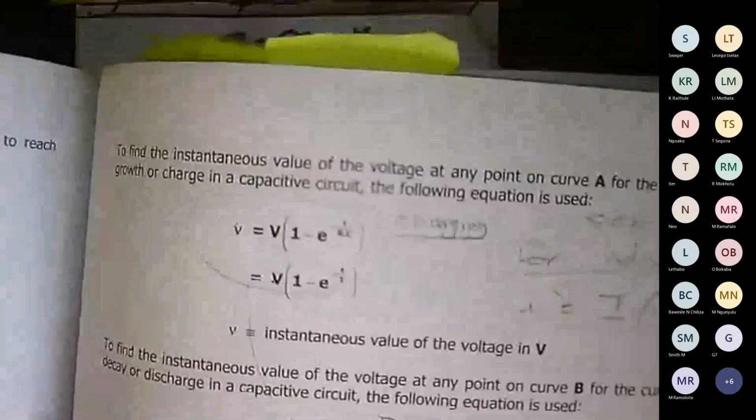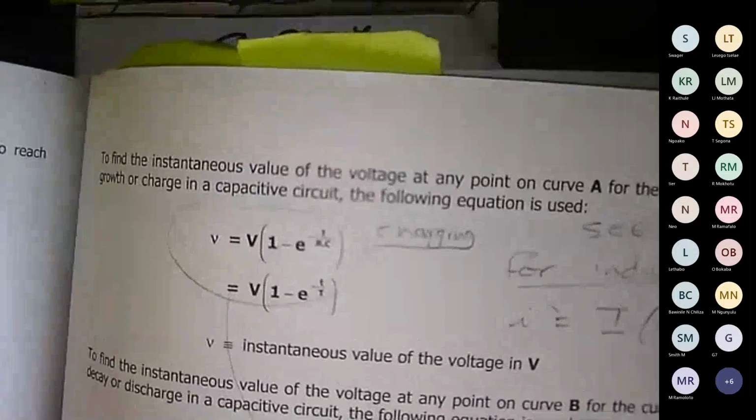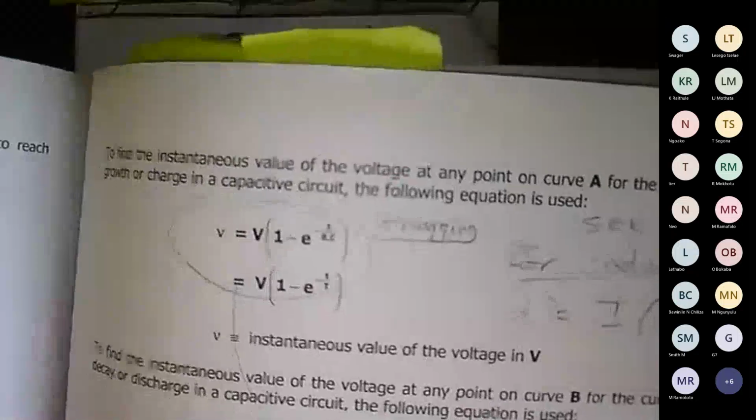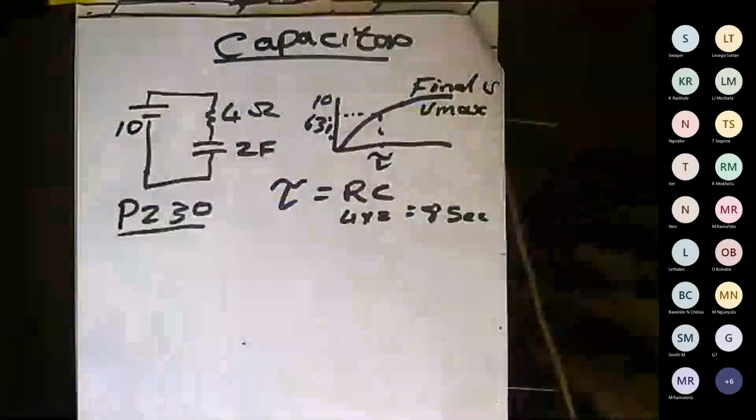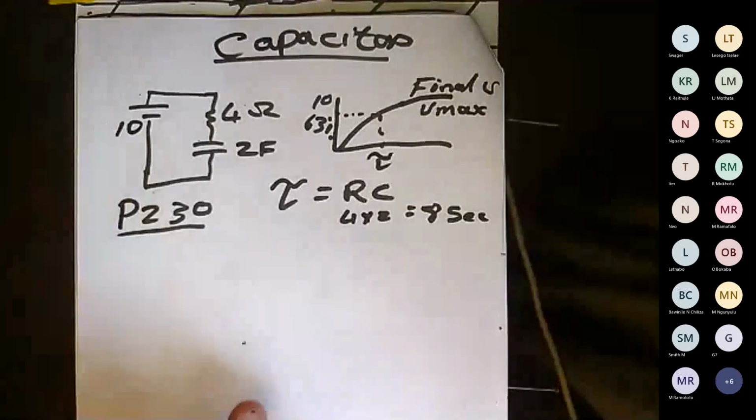Tau is RC. Here it is in the book. This is the formula on page 230. So go and look at how the charging curve looks. The formula for charging a capacitor is on page 231. Do you see this formula there on top, people? V equals Vmax times 1 minus e to the minus t over tau. That's the formula on page 231. Let us write that formula down and explain it better to you.